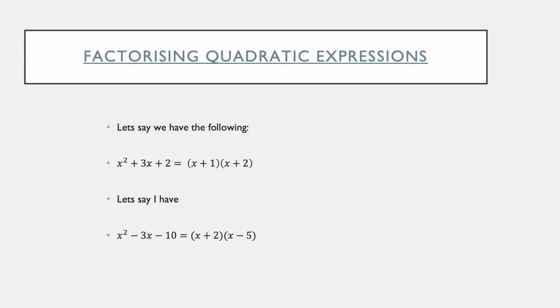Next one, guys. Let's say I've got x squared minus 3x minus 10. Again, 2 numbers that add to make minus 3 and multiply to make minus 10. Factors of 10 are 1 and 10, and 2 and 5. To make minus 3, it's minus 5 plus 2, or plus 2 minus 5, either way around. So I get x plus 2 times x minus 5. You can check your answers by expanding the brackets on the right-hand side to check you have the correct answer.